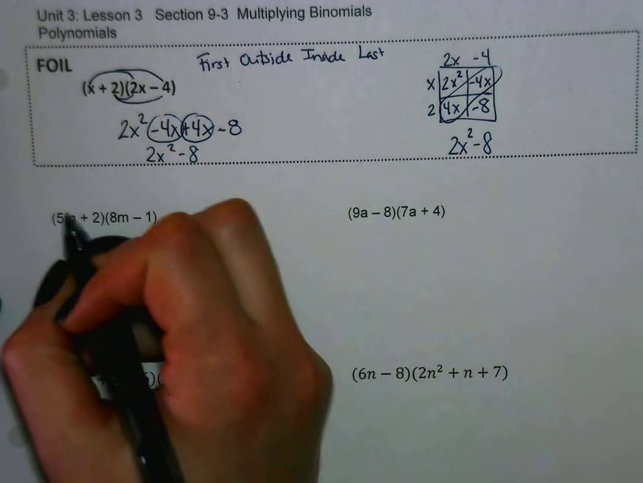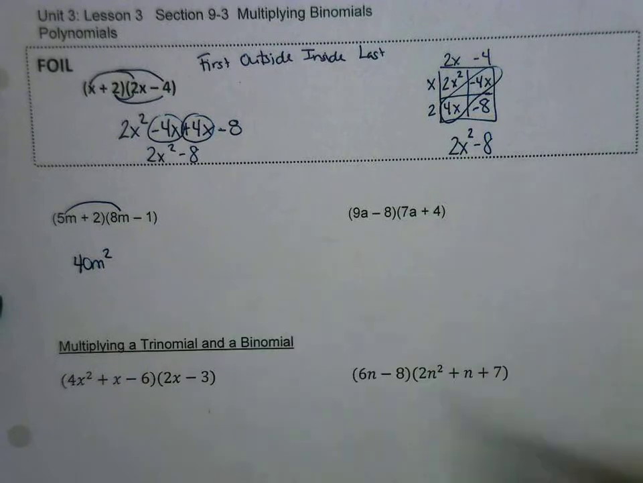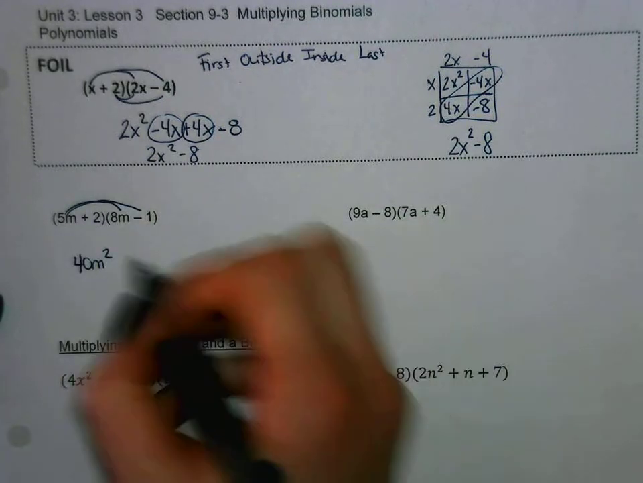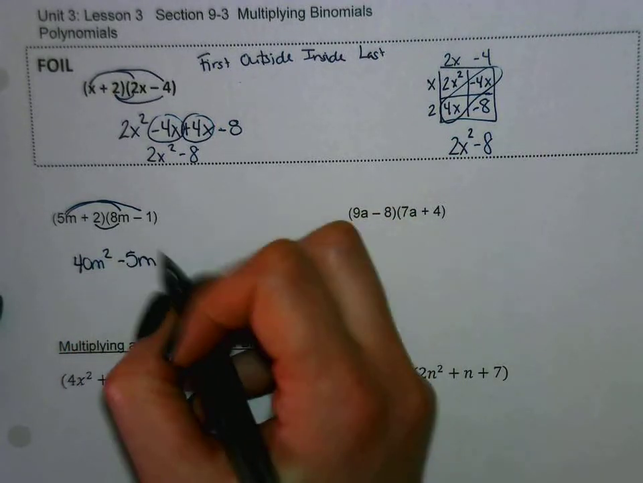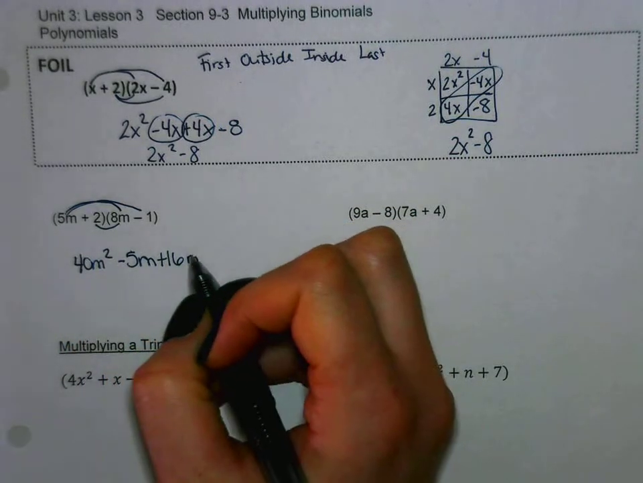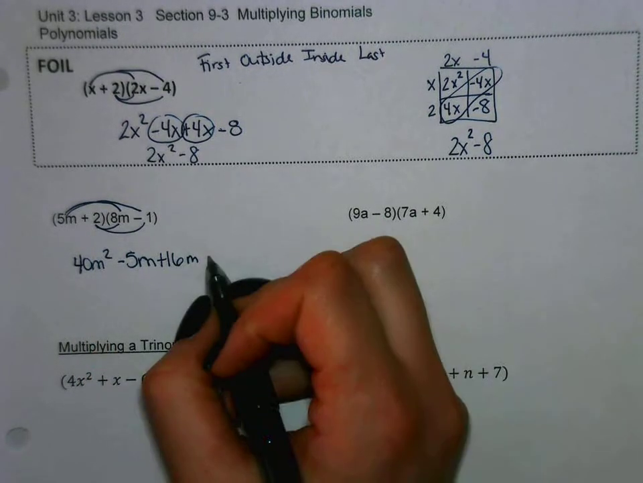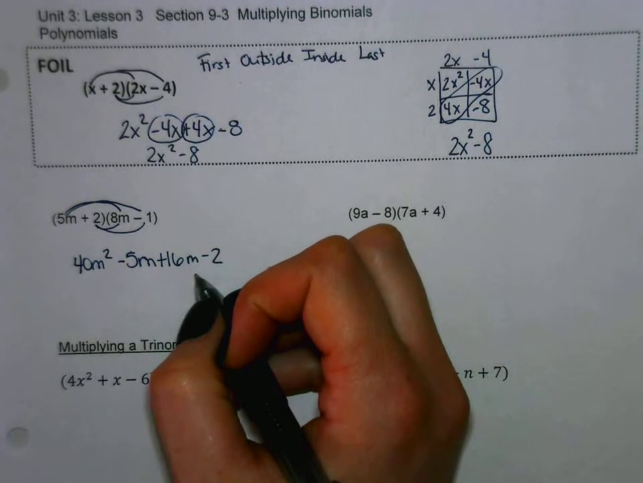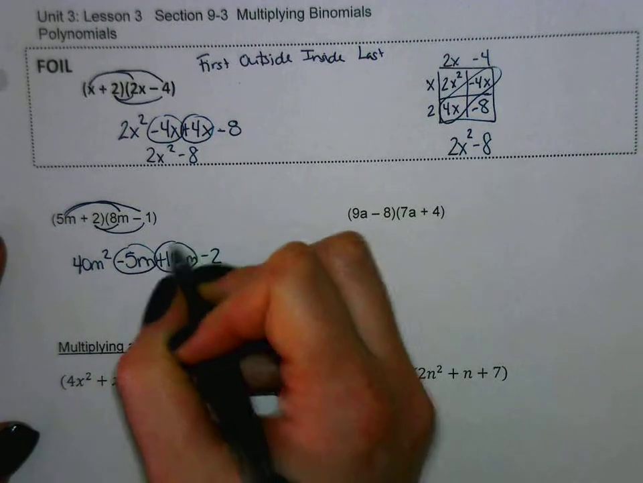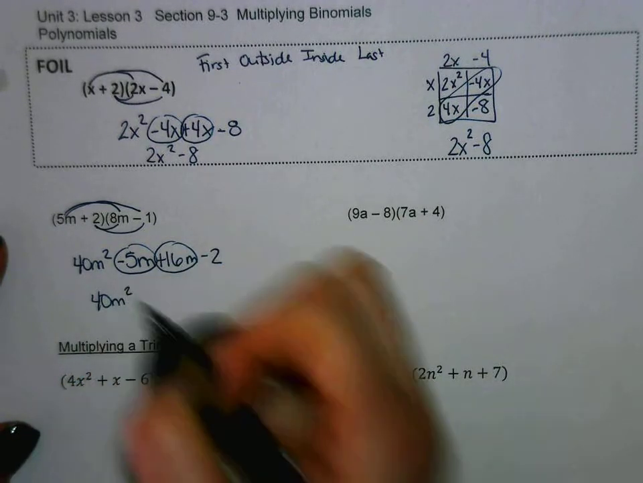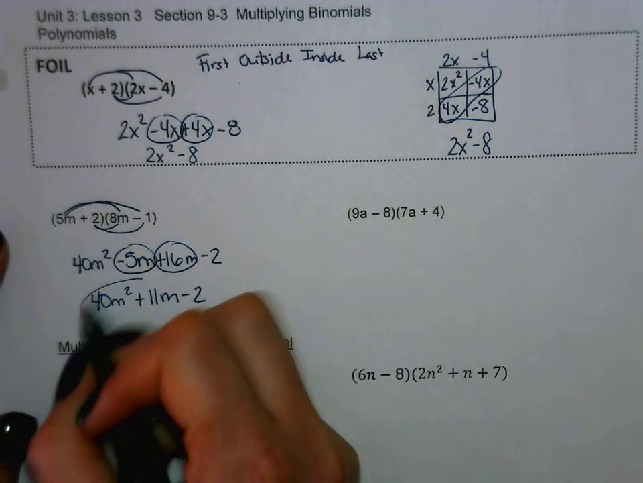So if we start here, 5m times 8m is 40m squared. 5m times a -1 is -5m. 2 times 8m is 16m. So then the last one we do is 2 times -1, which is -2. So then we can combine our like terms, which is -5m and a positive 16m. And when we combine those together, we get positive 11m minus 2.